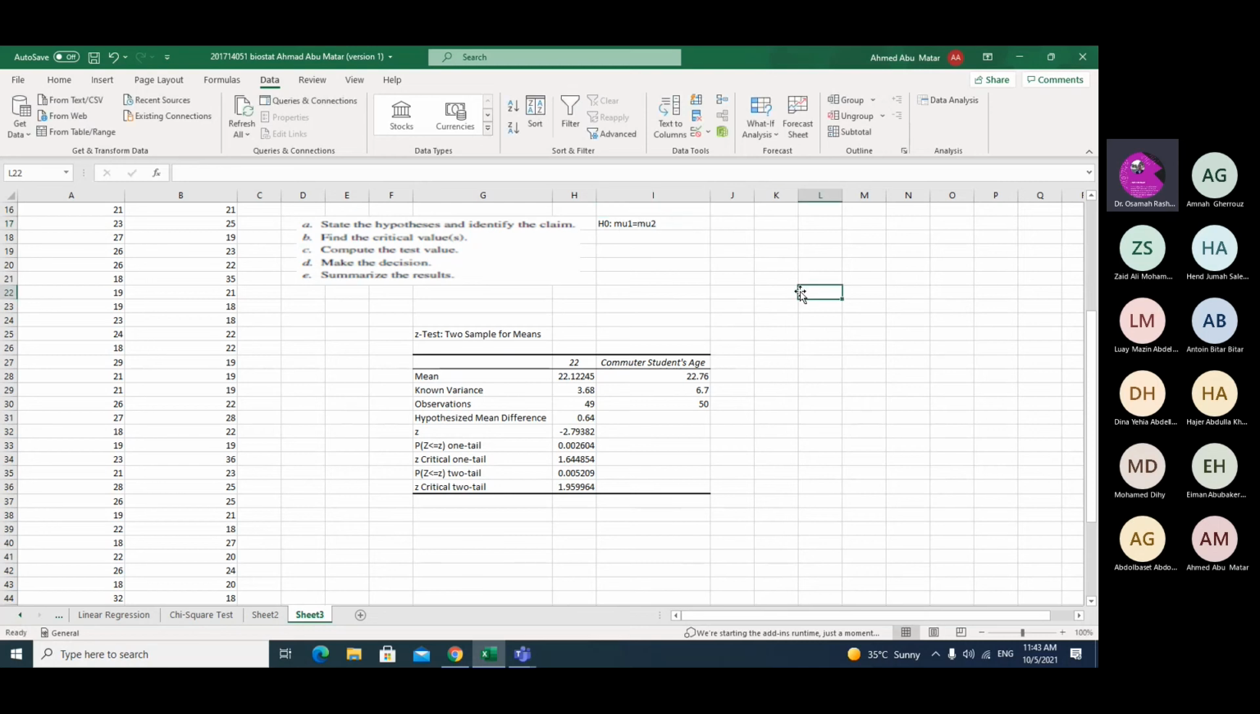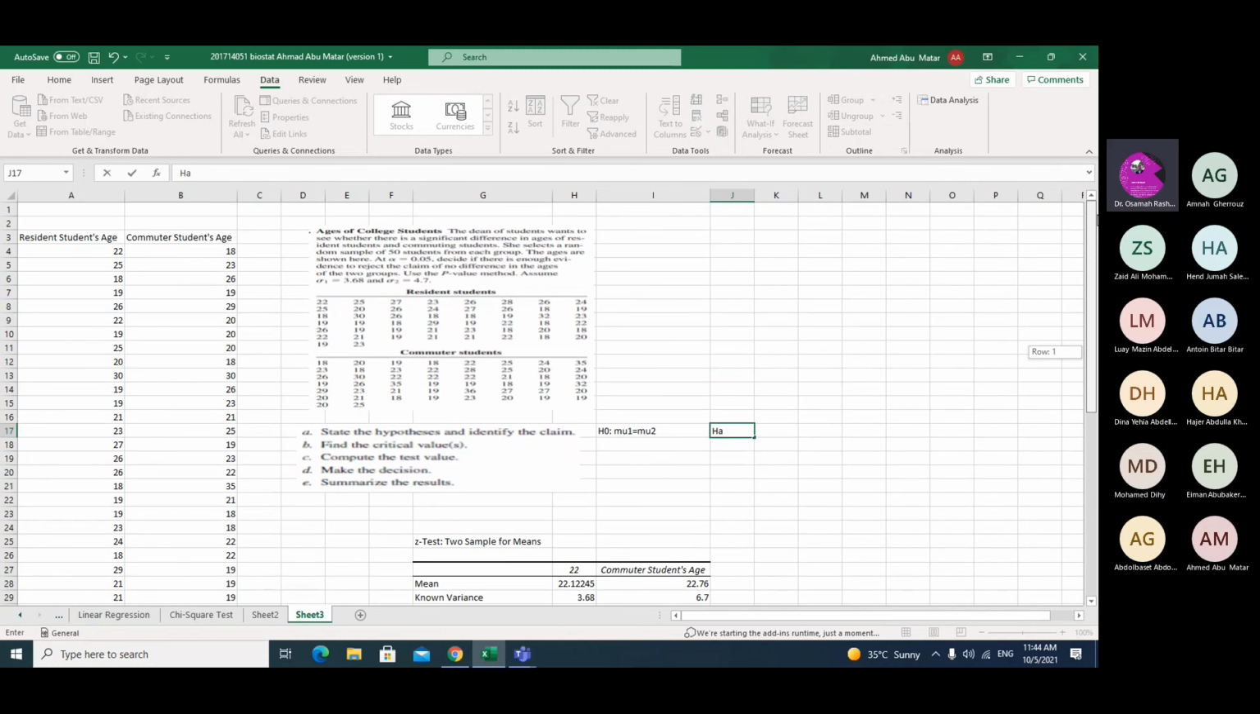Yeah. HA in front of it, the alternative or the claim. What is it? He's telling you in the question, do you have any word indicating right or left tail? It says alpha is equal to 0.05 and assume sigma 1 is equal to 3.68. No, the claim is no difference. No difference means mu1 is not equal to mu2. All right, I got you. Yeah, discussion is better than just memorizing one question.